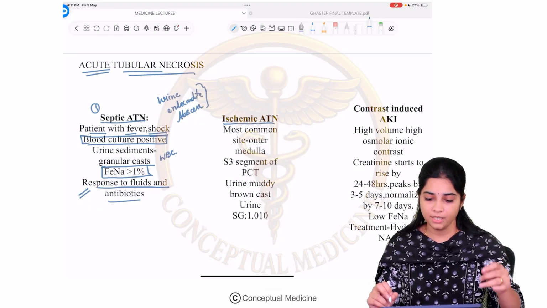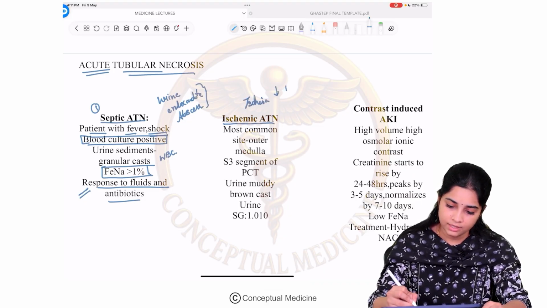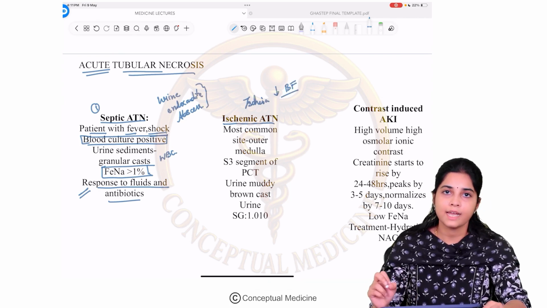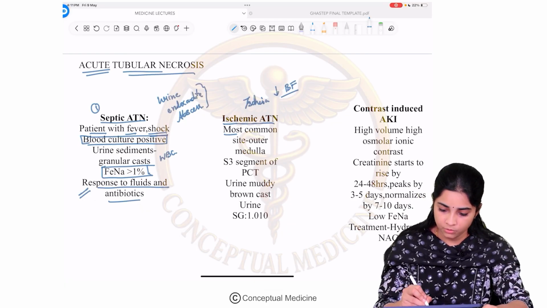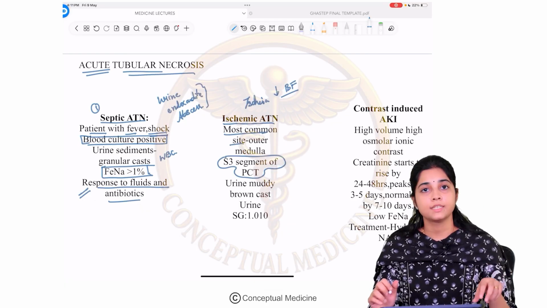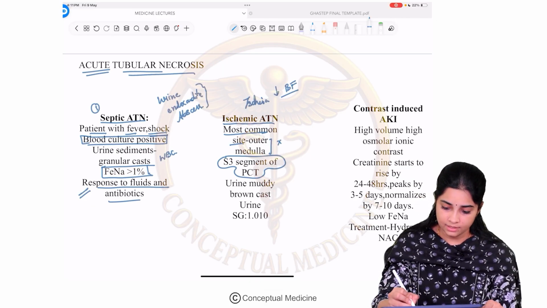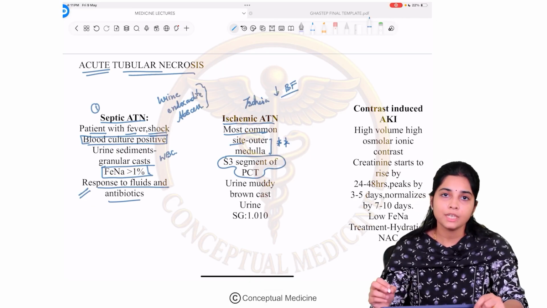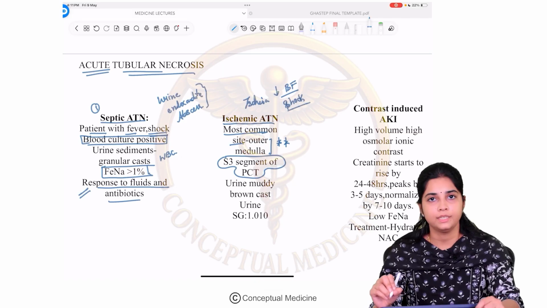In this ischemic ATN, as the name suggests, there is ischemia, a decreased blood flow, at the site which is most vulnerable to ischemia. The most common site is the S3 segment of the proximal convoluted tubule, in the outer medulla. So when do you have ischemic ATN? In severe shock, you can have ischemic ATN.